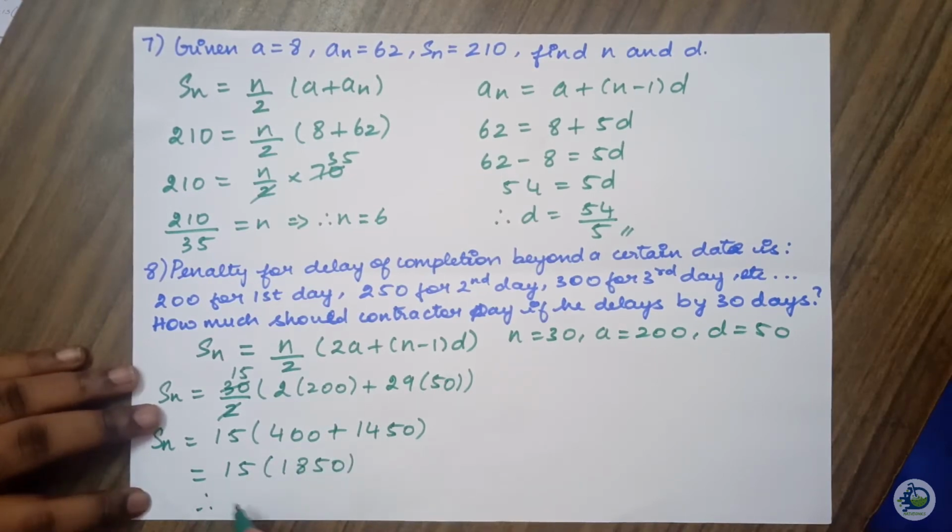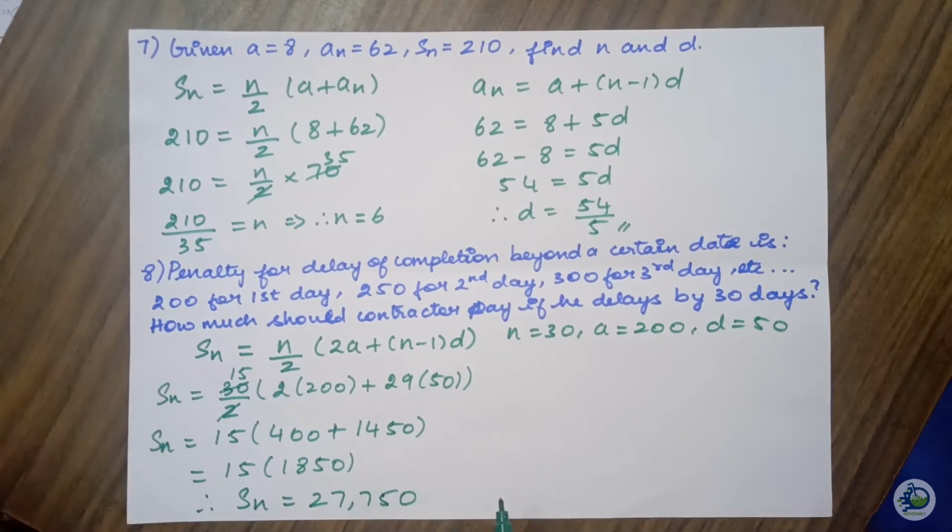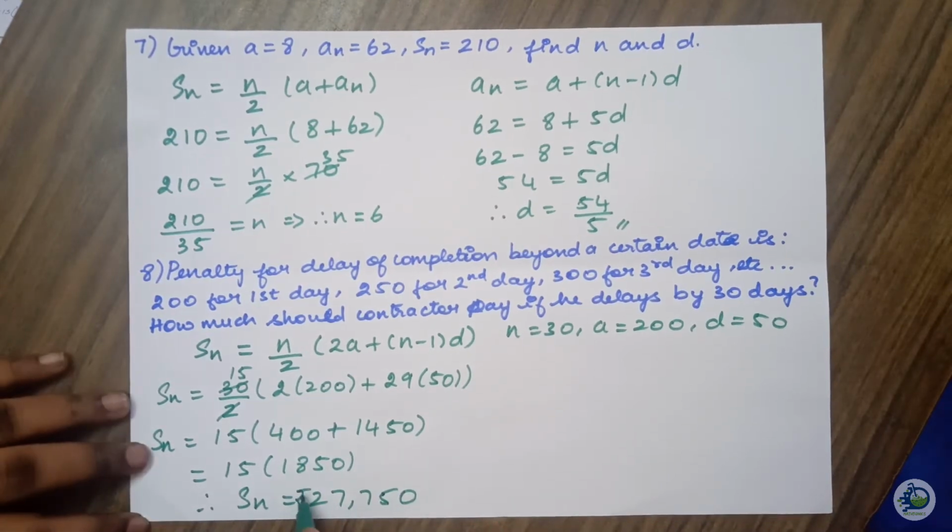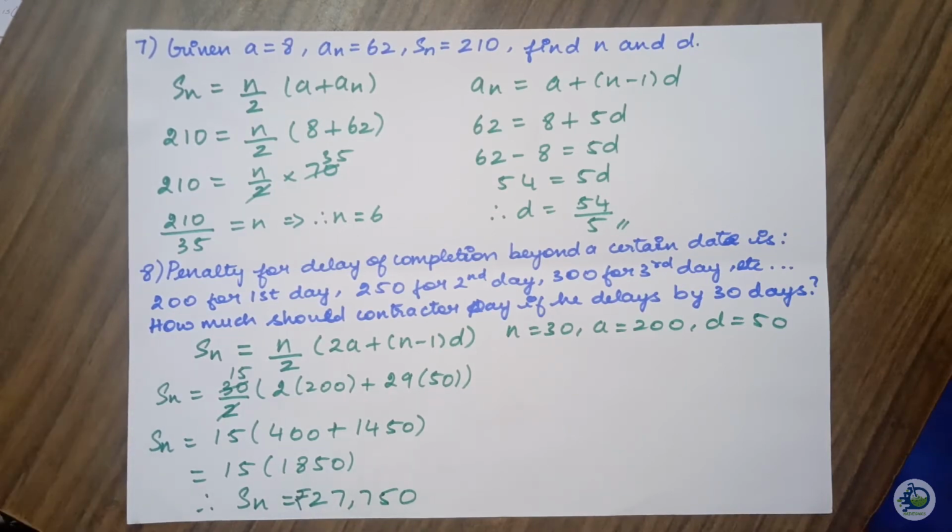So therefore Sn is equal to 27,750. So the contractor has to pay an amount of rupees 27,750 for the delay by 30 days.